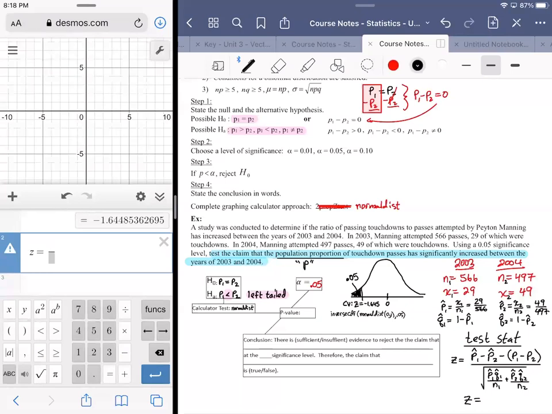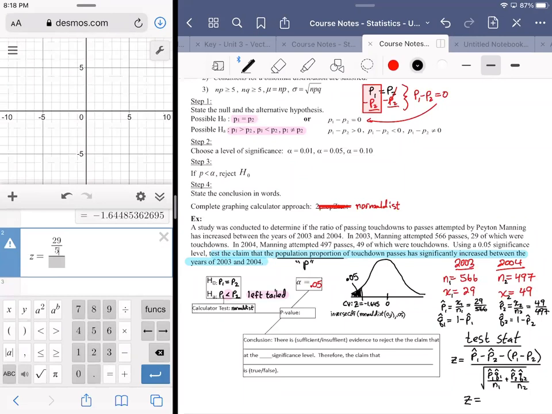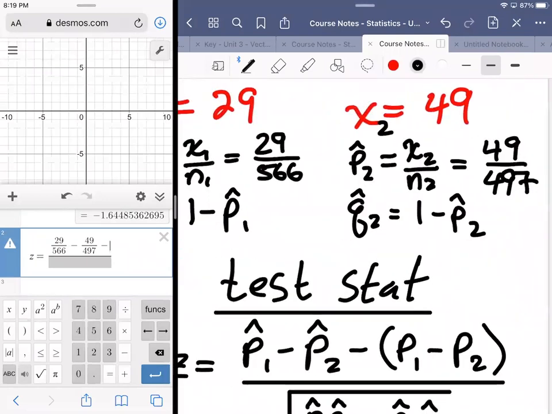All right. So P hat 1 minus P hat 2. So, fraction inside of a fraction, 29 over 566, minus P hat 2, so fraction 49 over 497, minus parentheses P1 minus P2. Now that's an interesting one, because the P1 minus P2, that's an assumption.